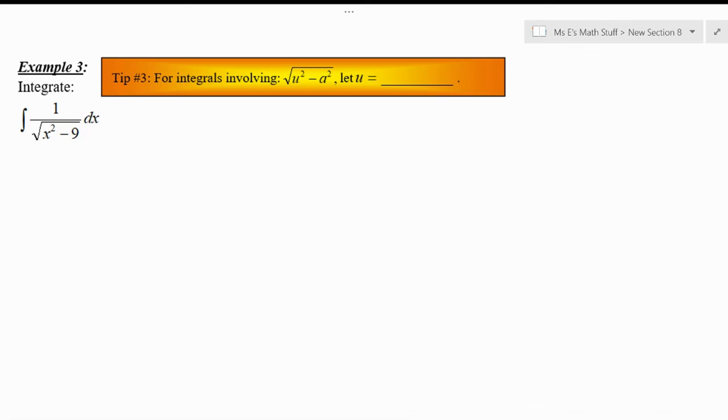All right. Go ahead and give example 3 a shot. Example 3 follows tip number 3 for integrals involving the square root of u squared minus a squared, again, where u is the function of x and a is a constant. For these, it would work out, if you want to get that perfect Pythagorean swap situation, you should let the u, which is, remember, a function of x, equal your a value times, any guesses? Oh yeah, secant theta. There you go.